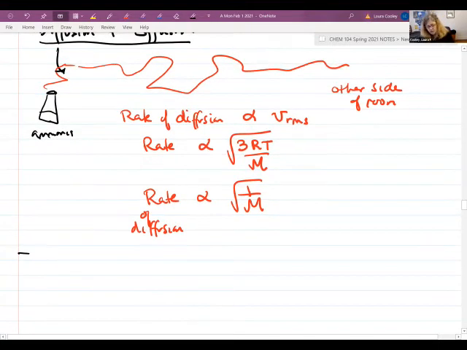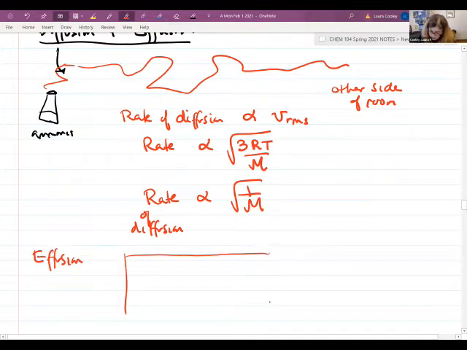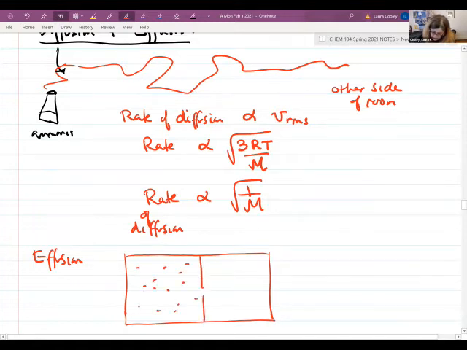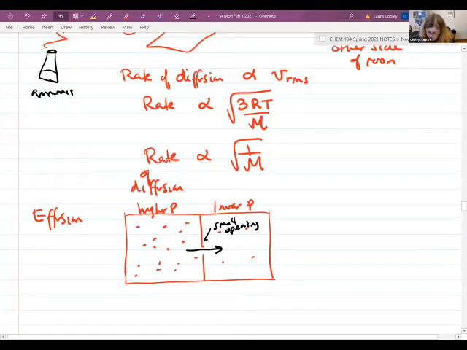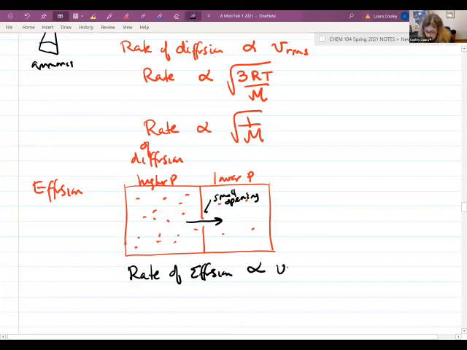But then there is a very closely related process called effusion, which I talked about. I'm sure Mrs. Sayok talked about it too. If you have a higher pressure here and a lower pressure here, effusion is the process by which particles move through a small opening from a higher to a lower pressure region. Okay, and the rate of effusion is also proportional to the root mean square speed.